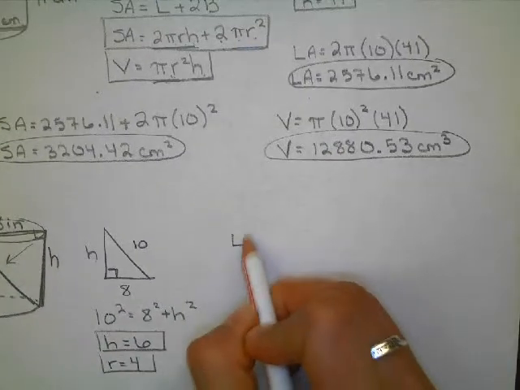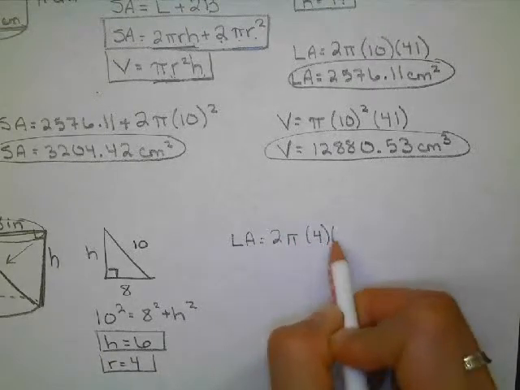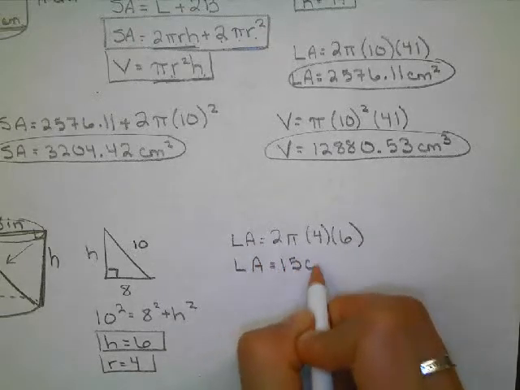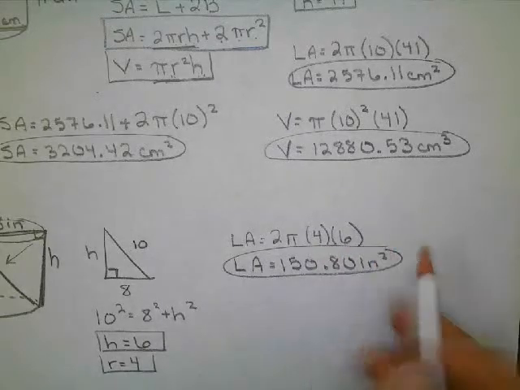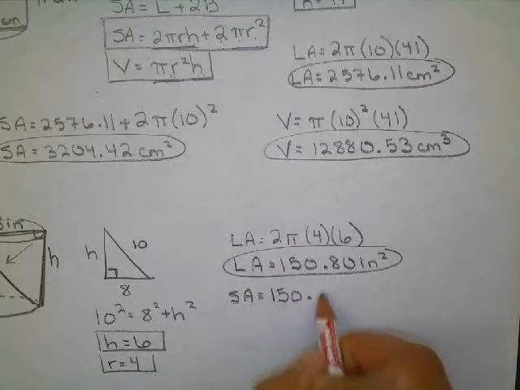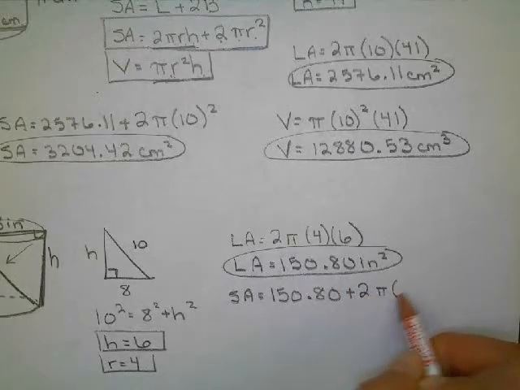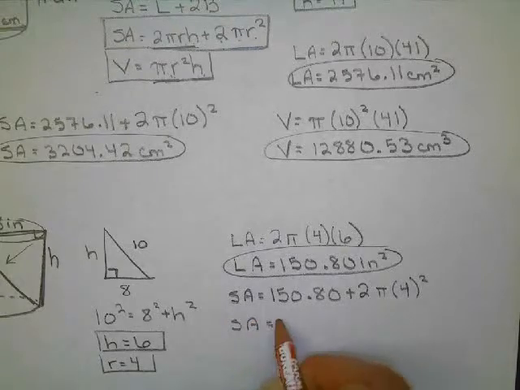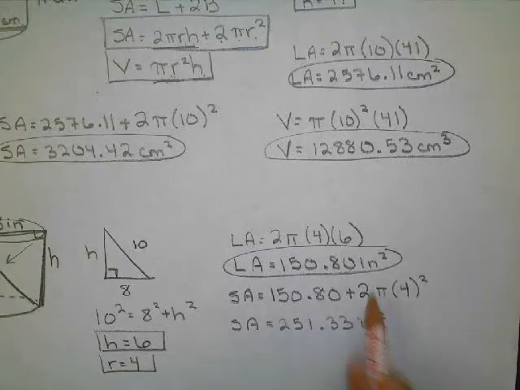So the lateral area is 2 pi, my radius is 4, my height is 6. So the lateral area is 150.80 inches squared. Surface area, remember, is always the lateral area, so 150.80, plus the area of the bases, so 2 pi r squared. Surface area ends up being 251.33 inches squared.